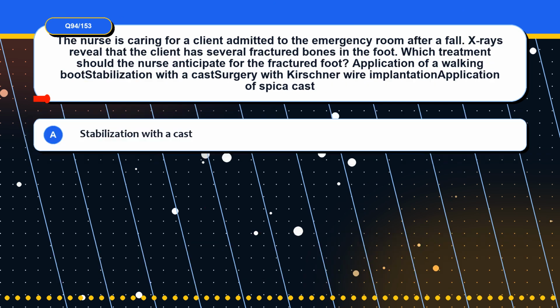Question 94. The nurse is caring for a client admitted to the emergency room after a fall. X-rays reveal that the client has several fractured bones in the foot. Which treatment should the nurse anticipate for the fractured foot? Application of a walking boot, stabilization with a cast, surgery with Kirschner wire implantation, application of Spica cast. Here are the options. Option A. Stabilization with a cast.